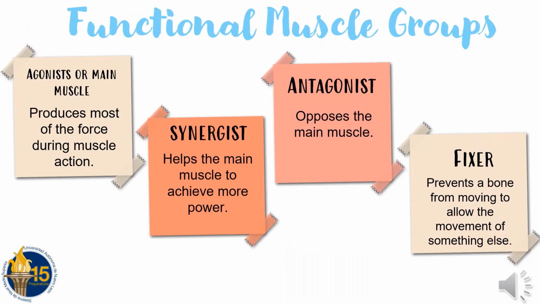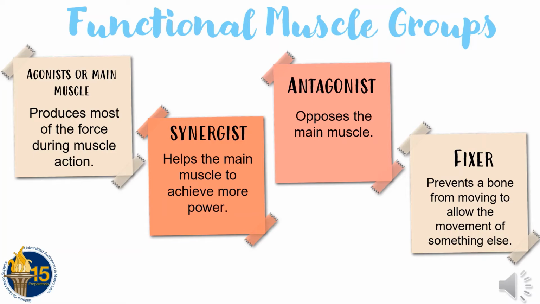To perform different movements, muscles work in groups to control the movements of the joints. These muscles are classified as agonist or main muscle. This muscle produces most of the force during the muscle action.